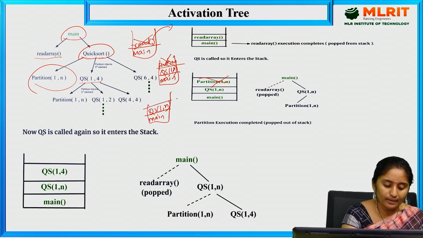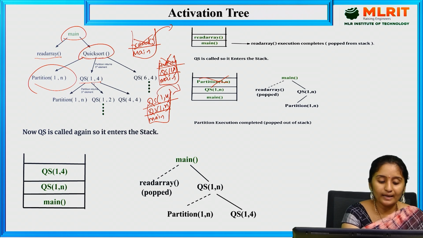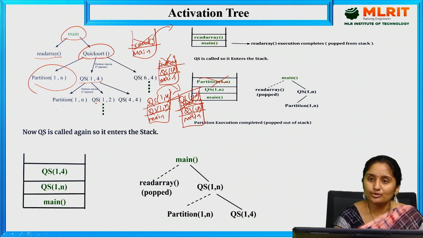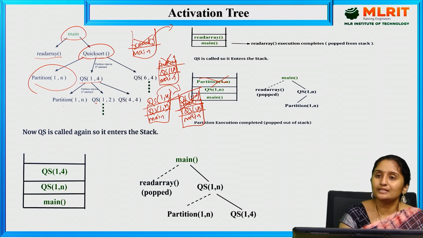The next statement I have is quicksort 1, 4. To execute this 1, 4, again I have partition 1, n, quicksort 1, 2, and quicksort 1, 4. So nothing but main, quicksort 1, n. Now quicksort 1, 4 will be executed, and again partition is going to be created. Now this is completed. The next is quicksort 1, 2, and after completing this again partition. In this way it is pushed into the stack, and once it is completed, it is popped out from the stack. In this way the activation tree looks.